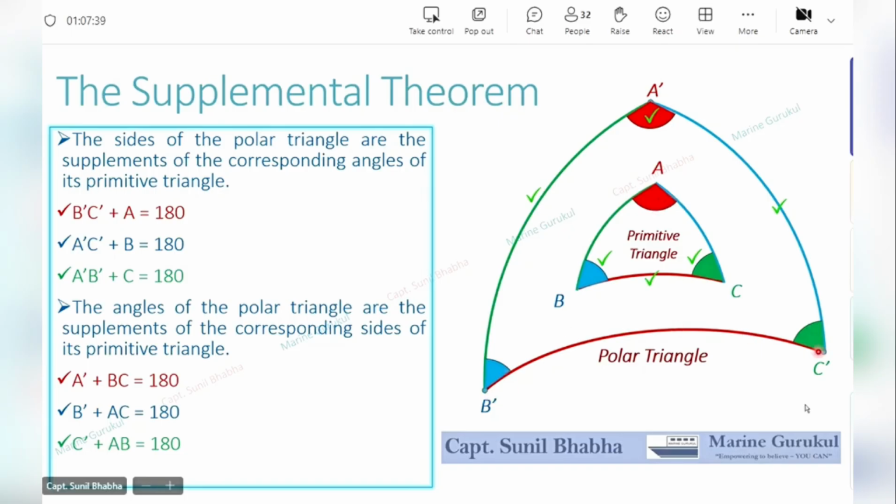180 minus side B'C' will give us angle A of the primitive triangle. 180 minus angle B' will give us side AC of the primitive triangle. 180 minus angle C' will give us side AB of the primitive triangle. So the remaining parts can be easily obtained. Any doubts in this, beta?